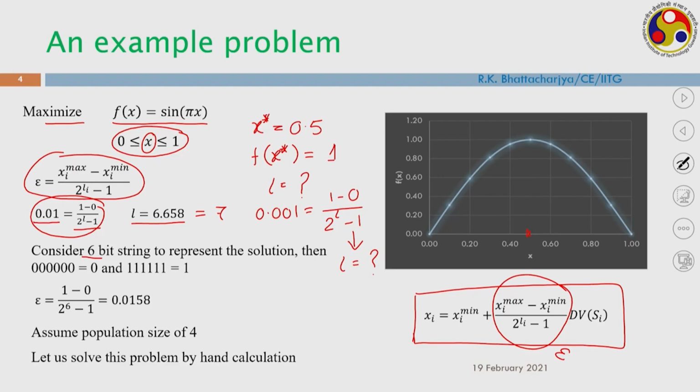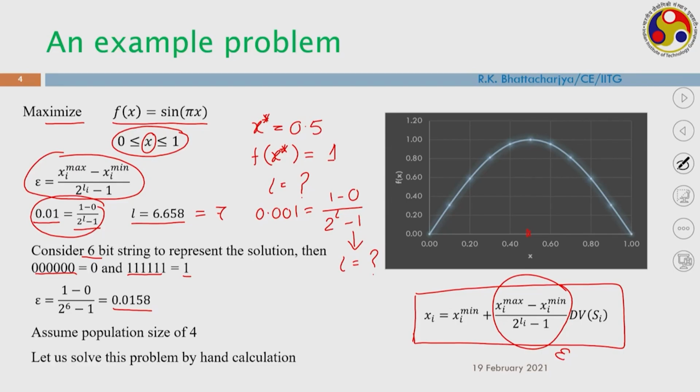Here, as I said, I have used 6 bits. All 0s means this is 0, and all 1s means it should be 1. This is the mapping I am using, with this equation. So, what precision am I getting? I am not getting 0.001, but I am getting a precision of 0.0158. This is the precision I will get. So, this is the first decision you have to take.